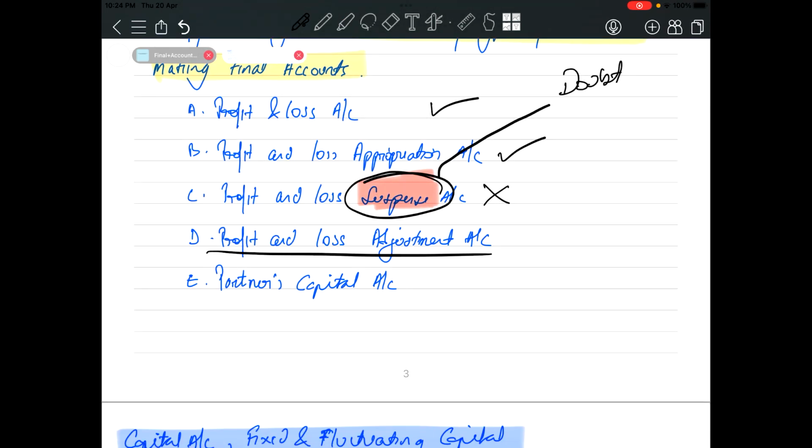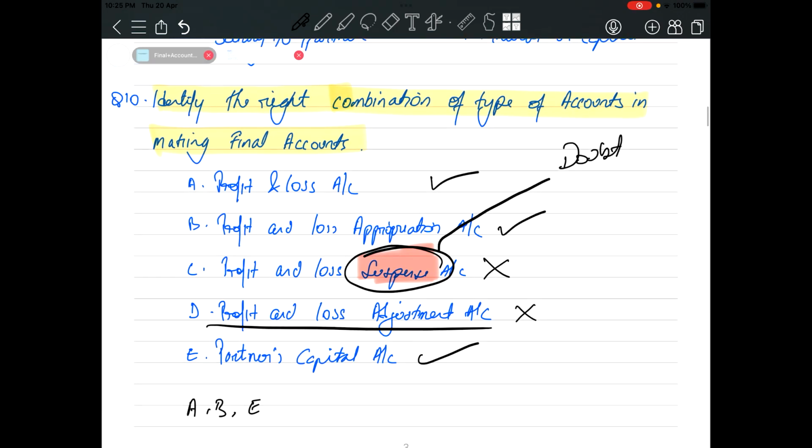Profit and loss adjustment account? No, we will not prepare any profit and loss adjustment account. Partners' capital account? Yes. Okay, so we will prepare these three types of accounts. So what will be the right answer? A, B and E. Okay, so A, B and E will be the right answer.